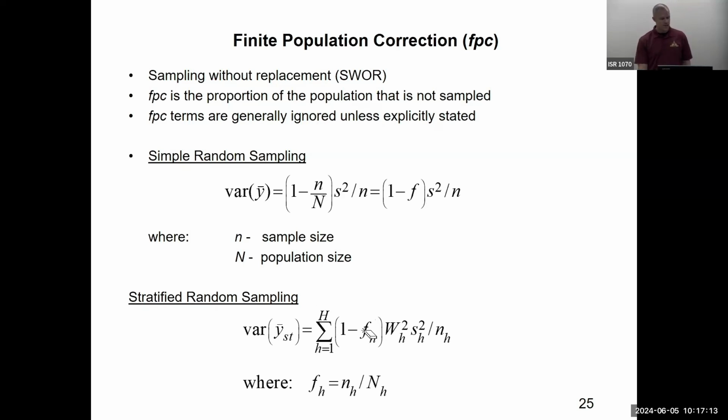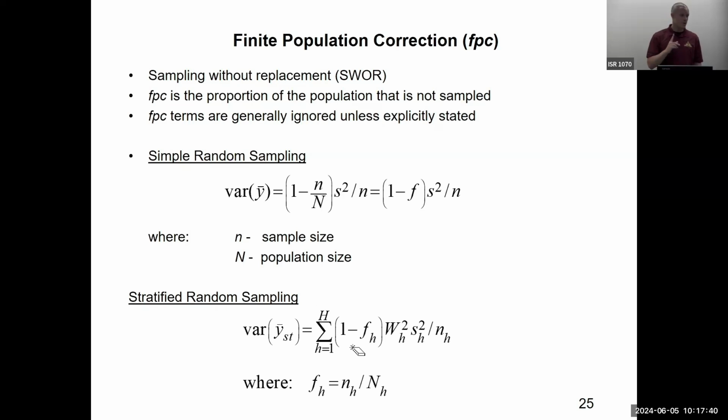This is the formula for stratified random sampling. We're not there quite yet. The point is that if we do simple random sampling within strata as a part of the design, the FPC comes in the same way. It's still 1 minus f times S squared divided by n. We just have that additional W_h squared term, and I'll show you where that comes from.